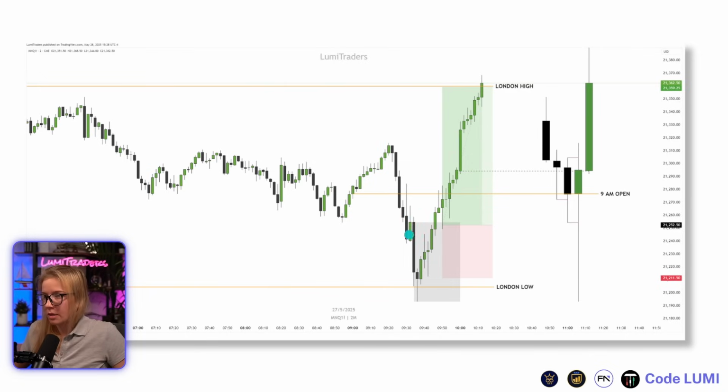So once again, we got a smart money reversal. We got a move from basically accumulation, a move to London low. It offered a 2-minute model, hourly power of 3. Price traded below the 9 a.m. open. So this orange line is the 9 a.m. open. Perfect, it offered an order block.